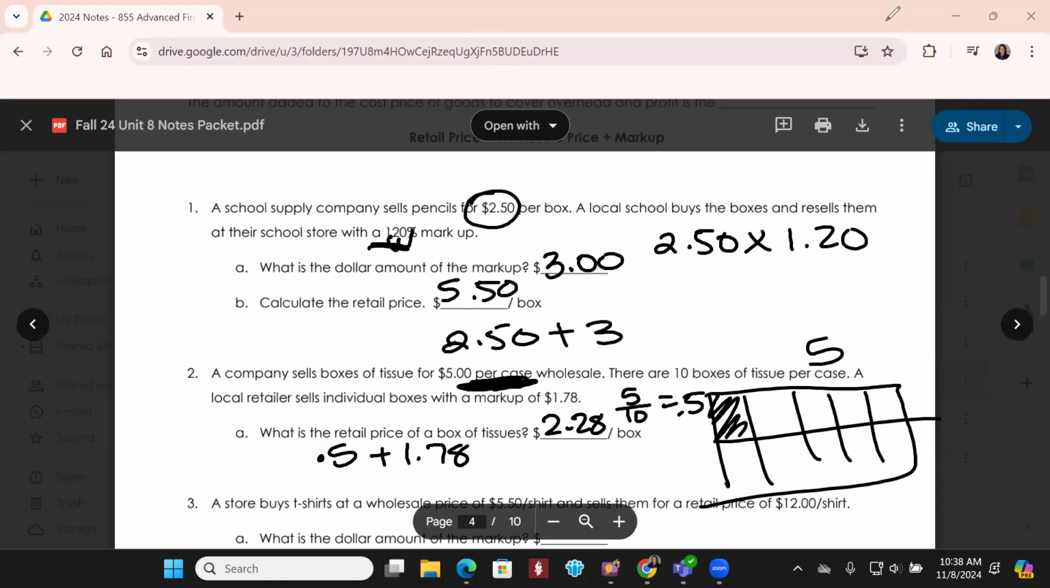Wholesale plus markup. Good? Any questions so far? Stunned silence is very assuring. All right, can you try the next one? Or at least read the next one.